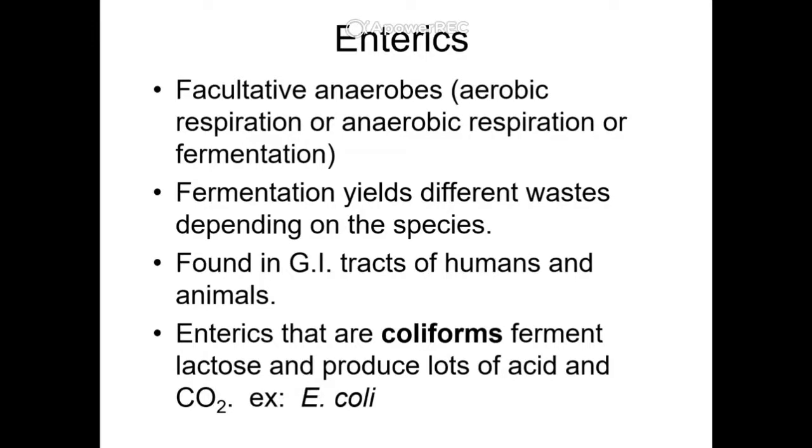The enterics are a very common group of bacterium. They are facultative anaerobes. If you remember, that means they can do aerobic respiration or anaerobic respiration. They can do fermentation, and the fermentation will yield different wastes depending on the species. They are found in the gastrointestinal tracts of humans and animals. And some enterics are coliforms, which ferment lactose and produce lots of acid and CO2. An example of a coliform is Escherichia coli.